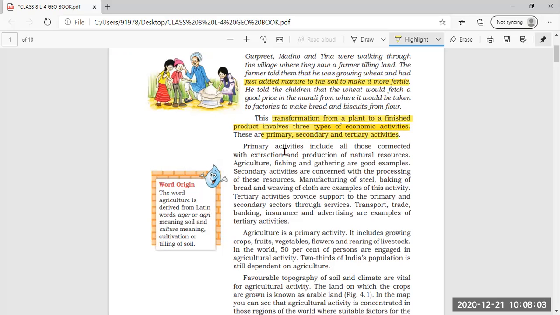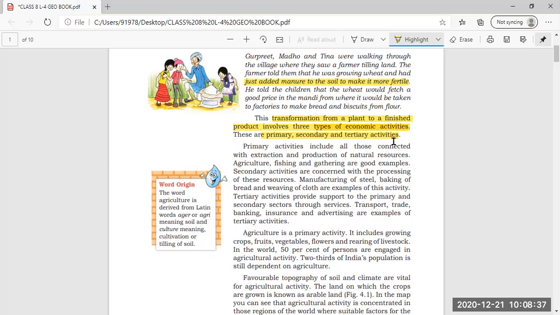They can be divided into primary activity, secondary activity, and tertiary activity. And this you have already understood in the previous classes also, but again in this lesson you will understand it more clearly, what you mean by primary, secondary, and tertiary activities. So the changes made from the plant to the finished product we get in our hand involve three types of economic activities known as primary, secondary, and tertiary activity.